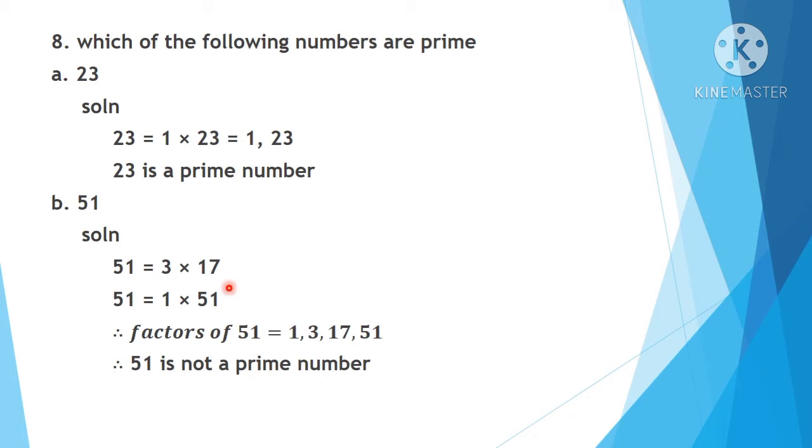Okay, is it clear, children? So, what are prime numbers? Prime numbers means it will have only 2 factors, 1 and the number itself. So, if any number has more than 2 factors, then it is not a prime number. Now, let's see the next problem.